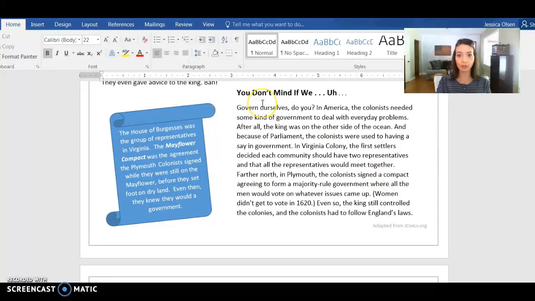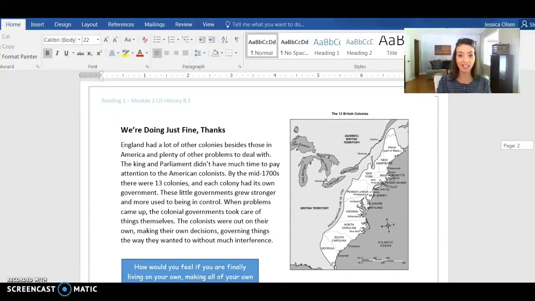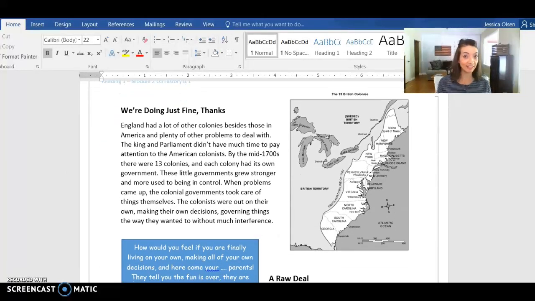So right here it goes, you don't mind if we, so here you're going to start to see the colonists come up with some rules that are really about living in America and not having to pay attention to the rules from the King of England. So I'm going to keep scrolling right here. And just to give you context and kind of a preview of what's to come, you can see that this paragraph is subtitled, We're Doing Just Fine, Thanks. We don't need you to rule us and tell us what to do over there in England.